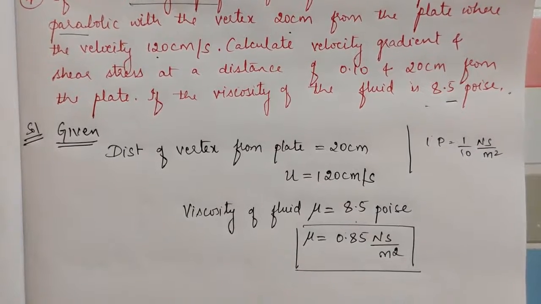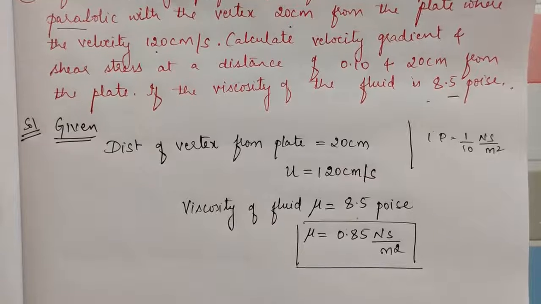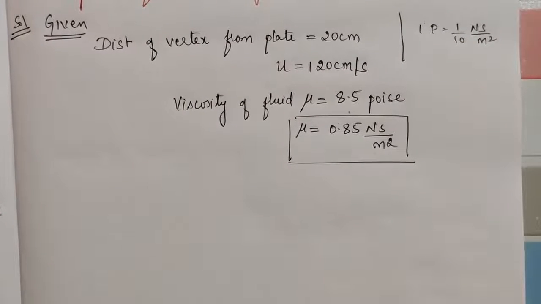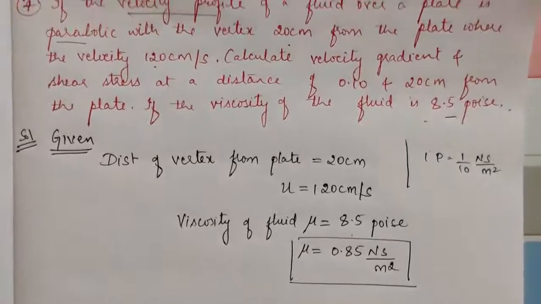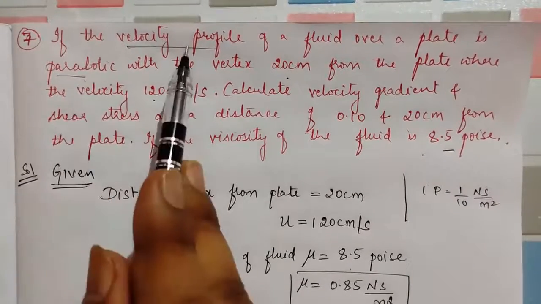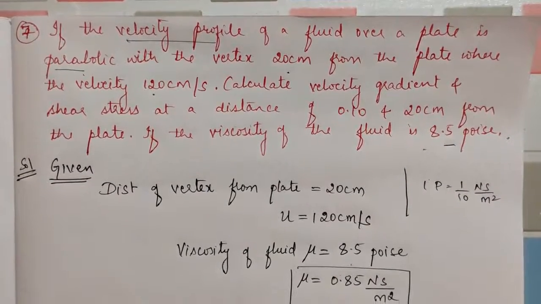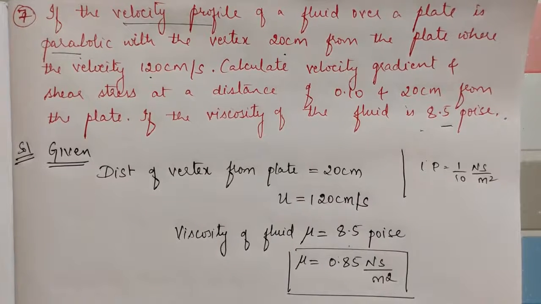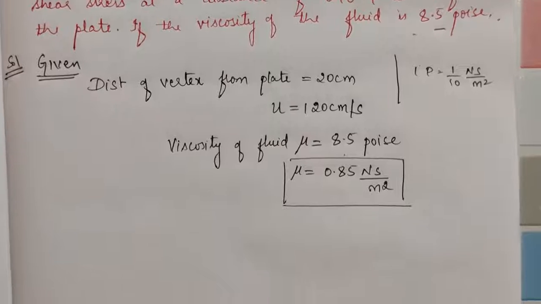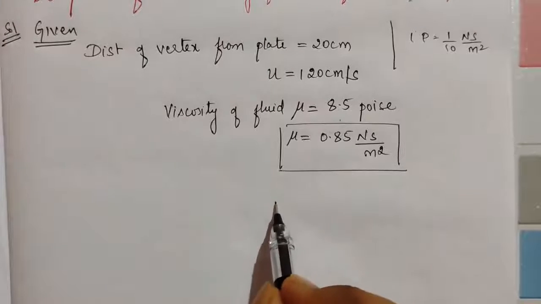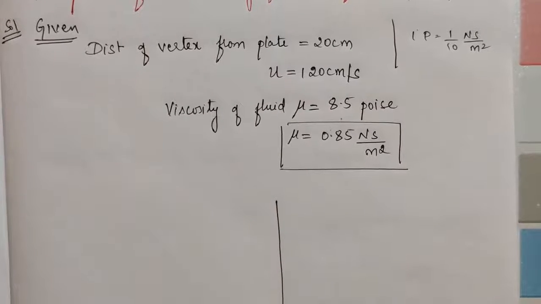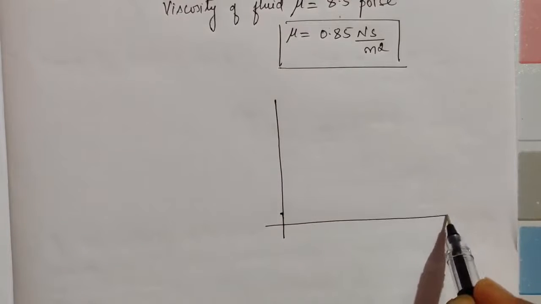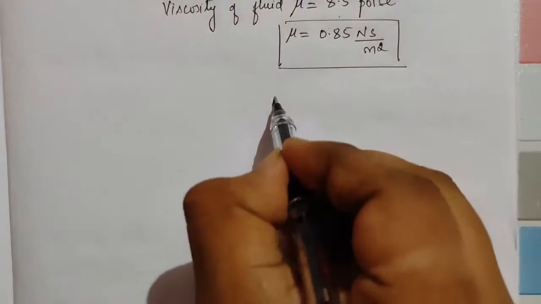So I'm going to do this this time. So now what we have to do? As they told, there is a parabolic velocity profile. So the velocity profile is given as parabolic, and the equation of the velocity profile is... before that, I'll draw a graph for you to understand easily.